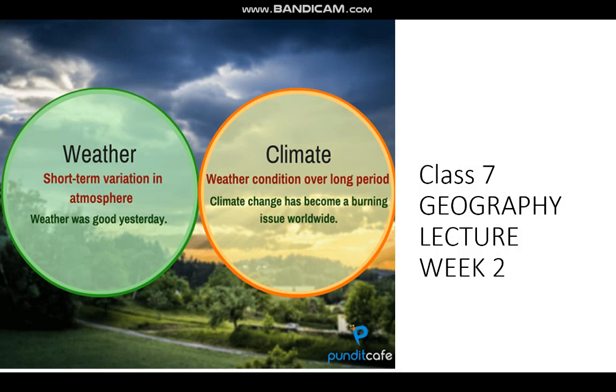According to my previous lesson, if we recap, we started with the new chapter, that is weather and climate. After covering the definition of weather and climate and the differentiation between weather and climate, we moved towards the layers of atmosphere. We have 4 layers of atmosphere, and after the layers, we studied the composition of atmosphere and the elements of weather.